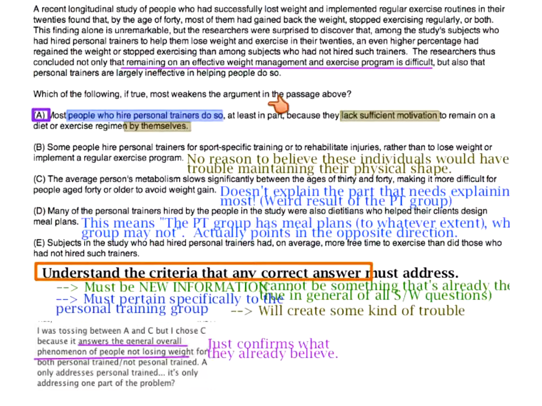E, subjects who had hired personal trainers had more time. Same problem as D here, right? Because this would mean we would expect the opposite of what was observed. This doesn't explain anything, because we would actually expect the opposite of what was observed.